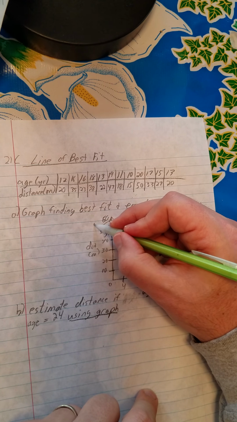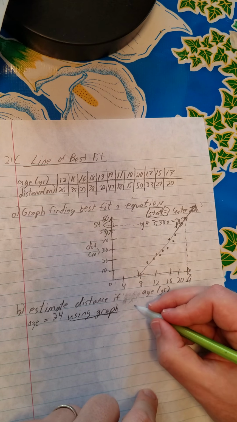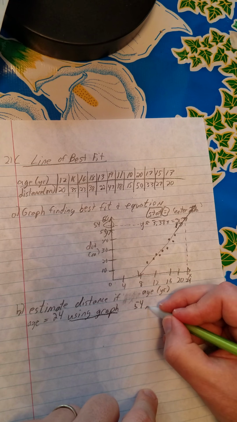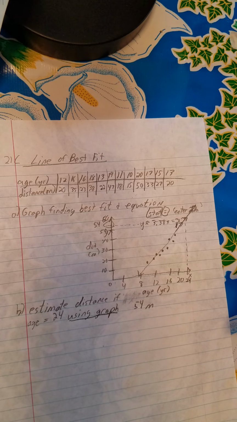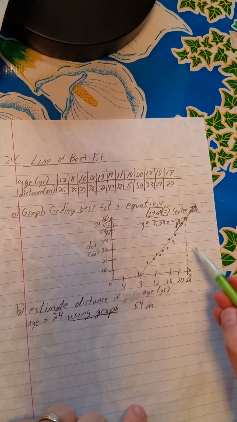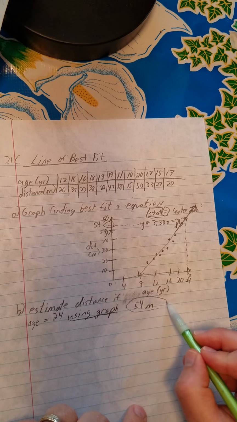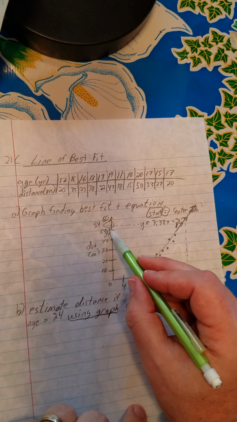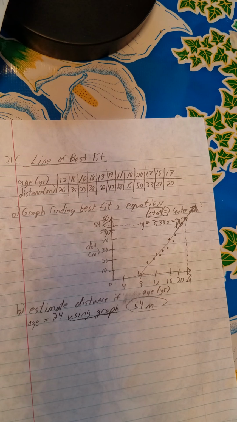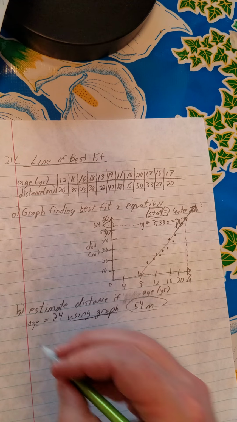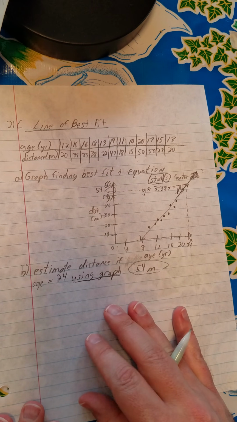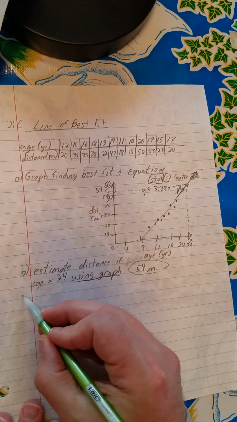So based on the graph, 55, 54, somewhere around there, and that's in meters. In my notes, I had 56, so my graph isn't exact, but somewhere around there. Again, whatever it says on your graph. Next question. So done with that problem.